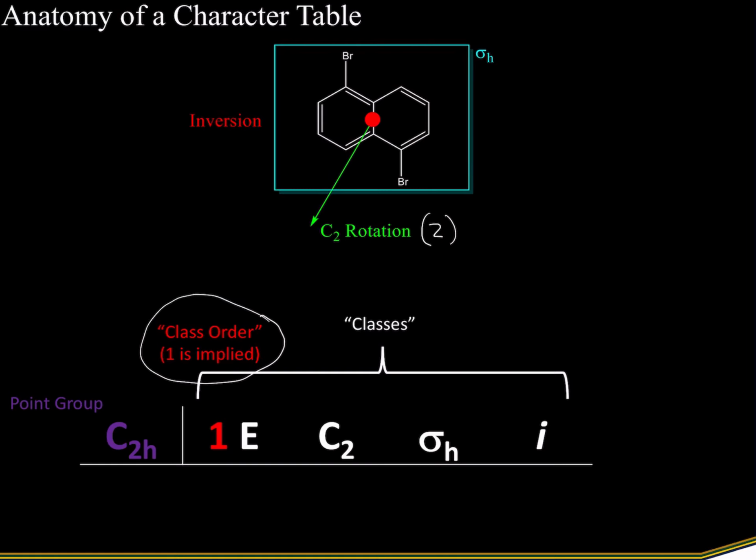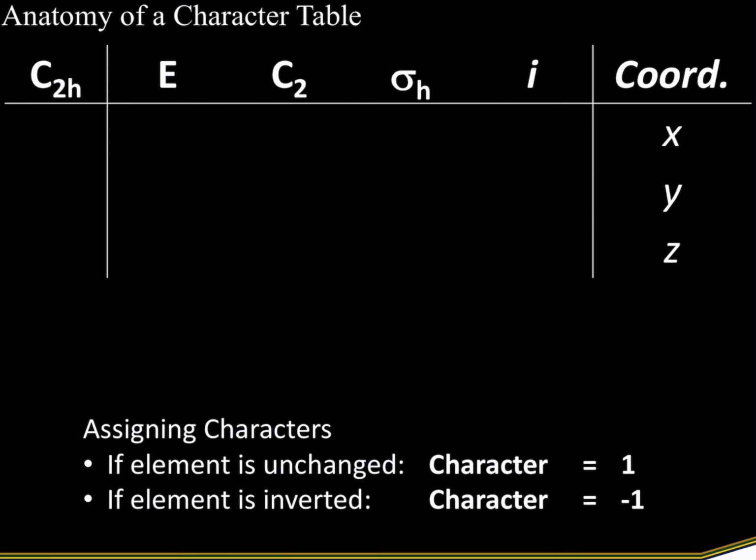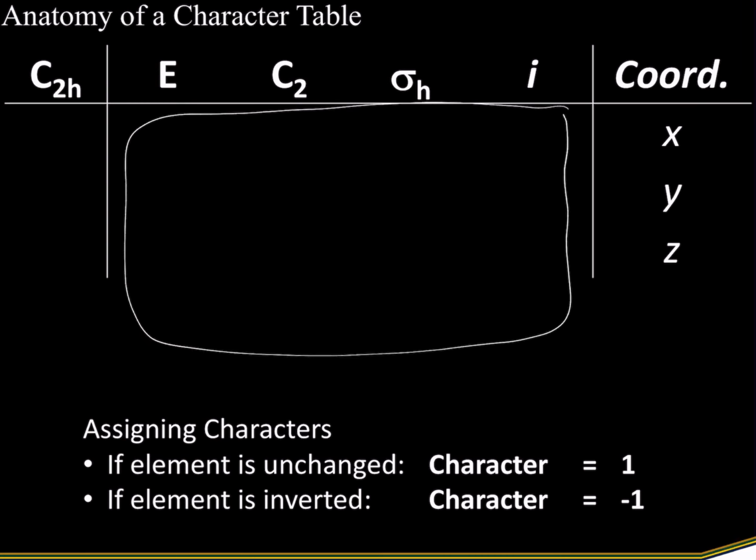All right, so we have the order of our classes, and we have these different classes of symmetry operations, but what is going on with the rest of this character table? You'll see that this is only the top line of the character table. So what does the rest of that mean? How do we build out the rest of this character table? You'll see that there's a bunch of numbers that fall down in here. What do those mean? Where do they come from?